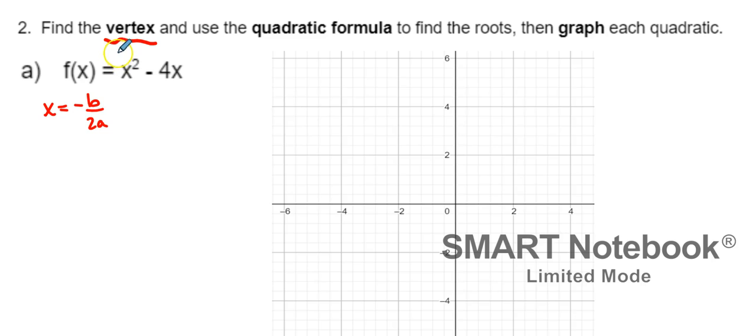So a is always the number in front of the x squared term, which happens to be 1 in this case. B is always the number in front of the x term. And in this particular case, we don't have a c term. We don't need the c term, but we don't have one there, so the c is going to be 0.